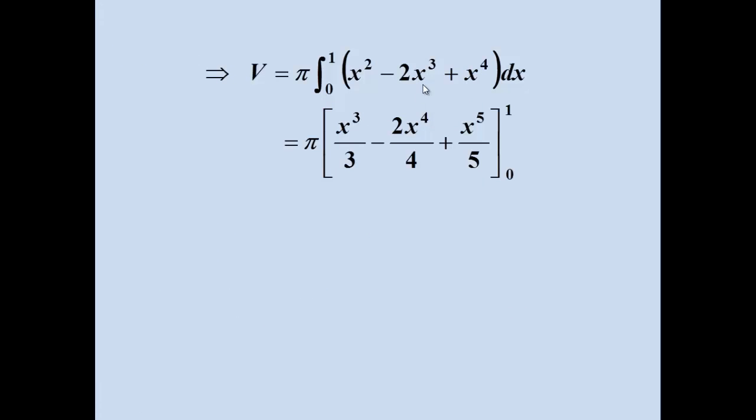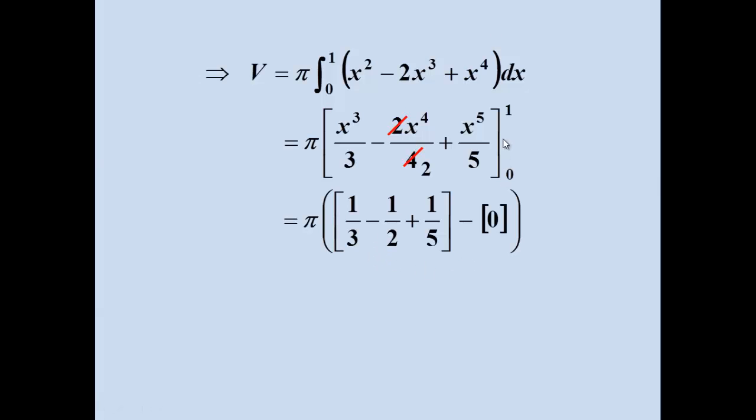If we integrate, we get x cubed over 3 minus 2x to the 4 over 4 plus x to the 5 over 5. We can cancel there, can't we? So we just get half x to the 4. And then if we stick our 1 and our 0s in, well, all of the x terms, because there's x in the numerator, will be 0. So we just get this bit here, and we end up with pi over 30.